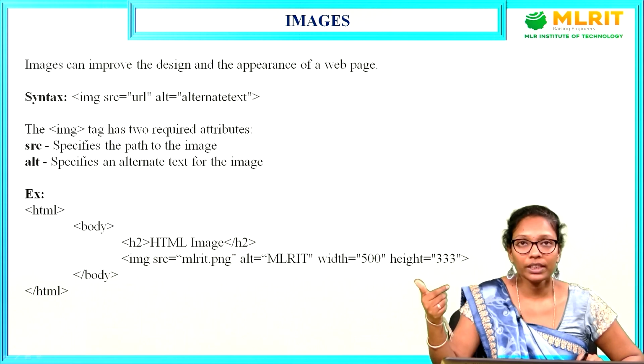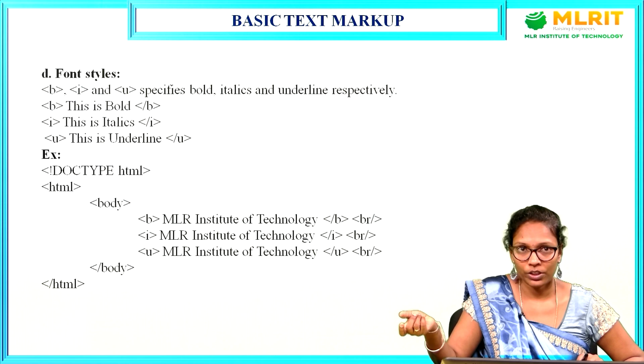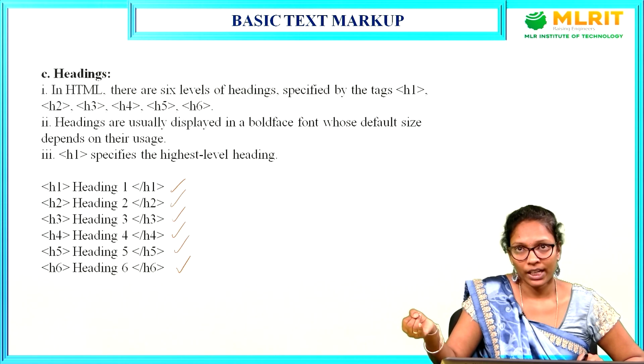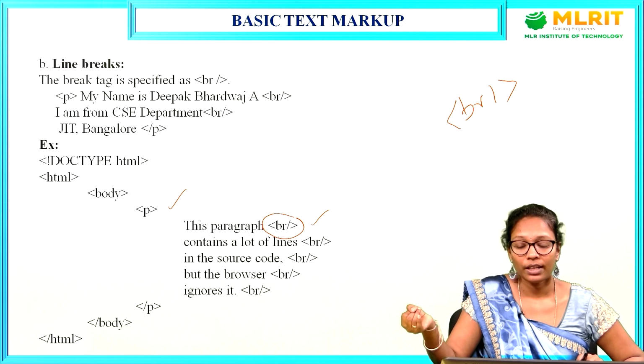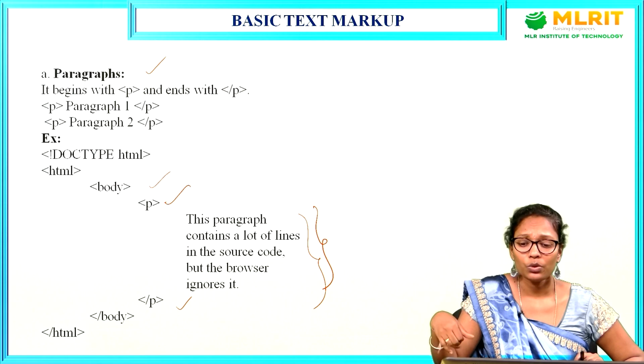So what we have covered in the basic text markup: one is the horizontal line. Next is font styles like bold, italic and underline. Another one is different types of headings from H1 to H6. Next is line break, that is the BR tag, and next is the paragraph tag. These are all the tags which come under basic text markup.